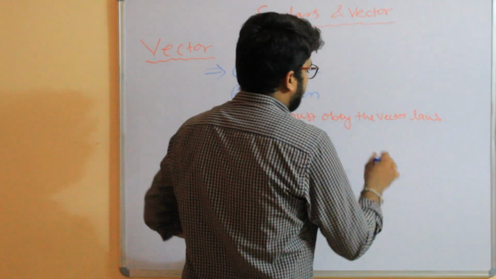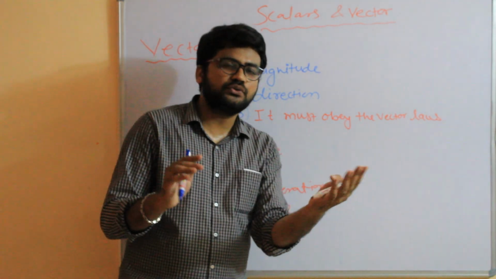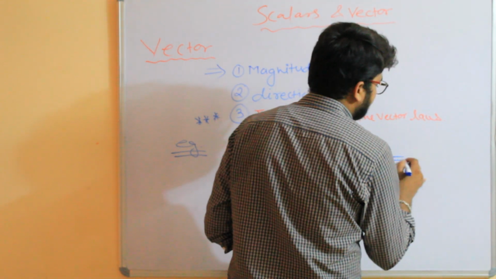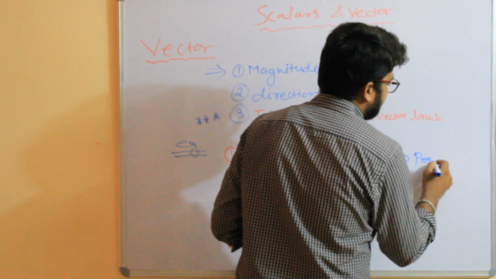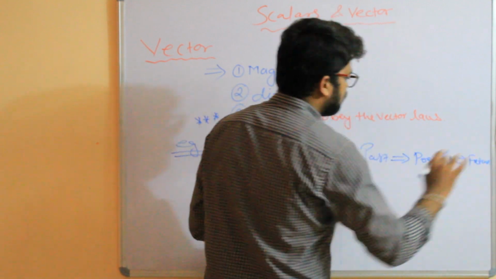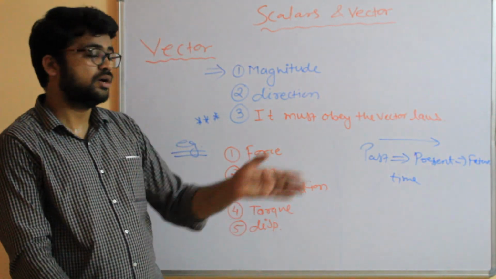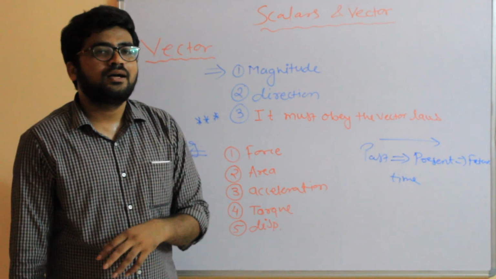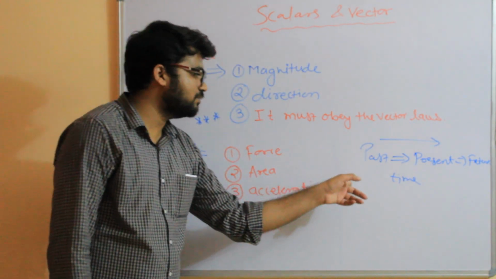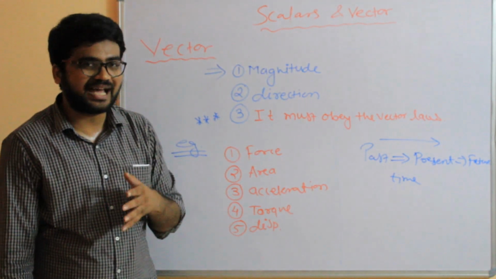Why? Because see, though time has a direction, right? From past to present to future, still it is a scalar quantity. Why? Because this has a fixed direction, past to present to future. This time has only a fixed direction. Those quantities which have a fixed direction are scalar quantities, like pressure, thrust by area, right? Thrust means perpendicular, normal force, right? So that normal force has a fixed direction, right?